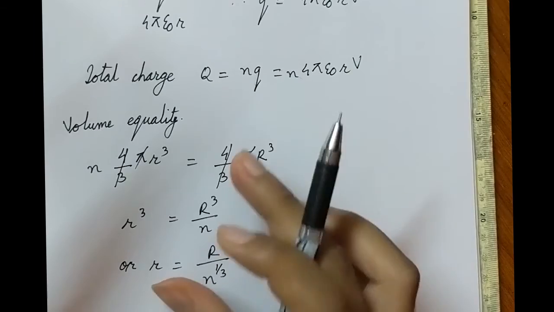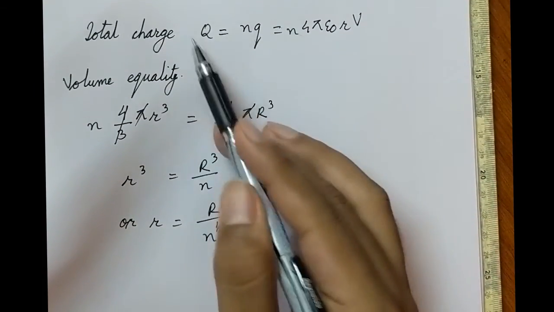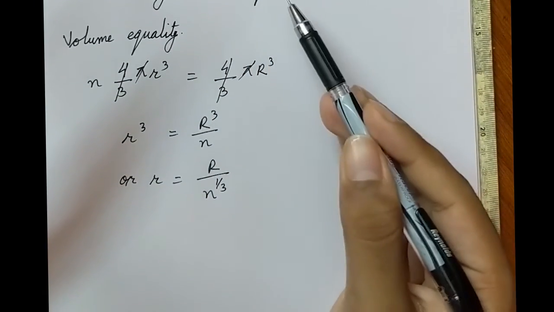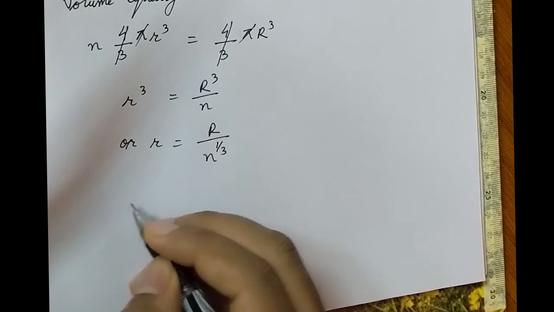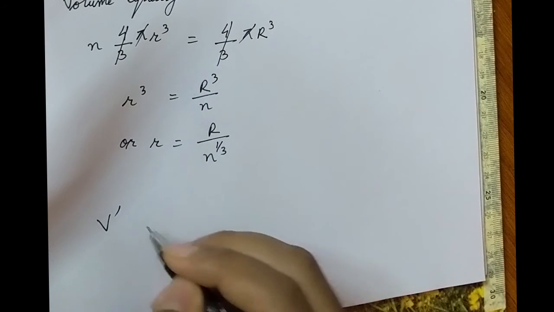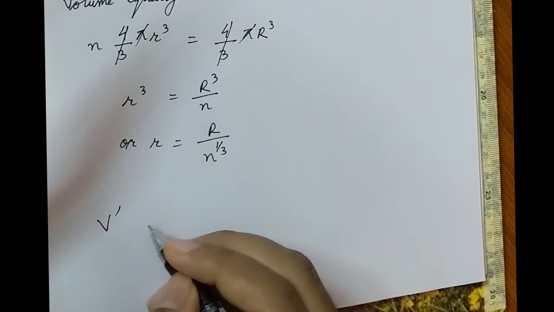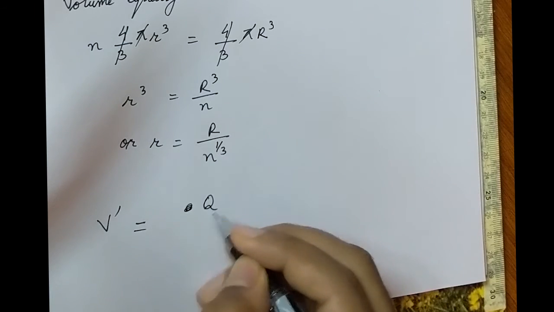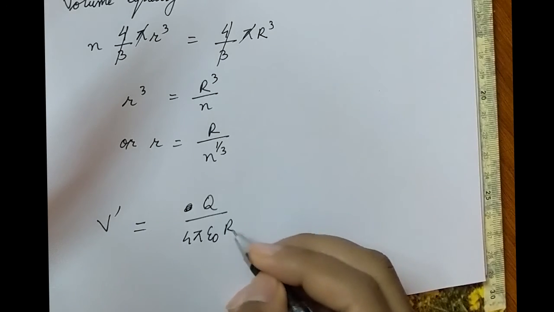Now we know that this larger droplet has a radius capital R, and it will have the total charge from the charge of all of these. We are doing law of conservation of mass and law of conservation of charge. So the larger droplet should have a potential, sorry, will represent potential of the larger droplet with V dash, given by capital Q divided by 4 pi epsilon naught into capital R.